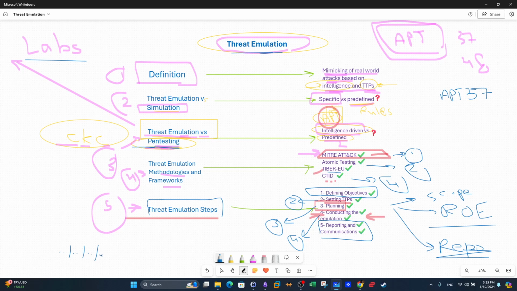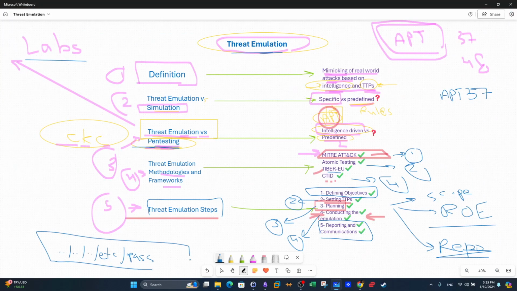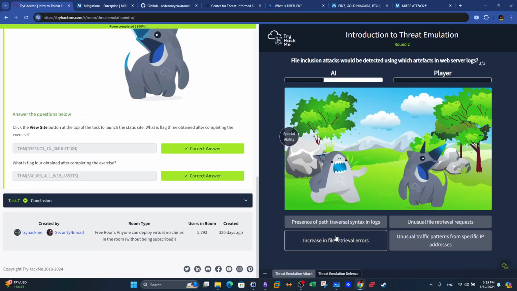An example would be etc, and you know the rest, right? Passwd. Handwriting is bad because I'm using the mouse. Okay, so if you see this pattern in the web server logs, you will conclude that there is a path traversal attack taking place, and therefore file inclusion, because file inclusion's end goal is to reveal the contents of sensitive data.